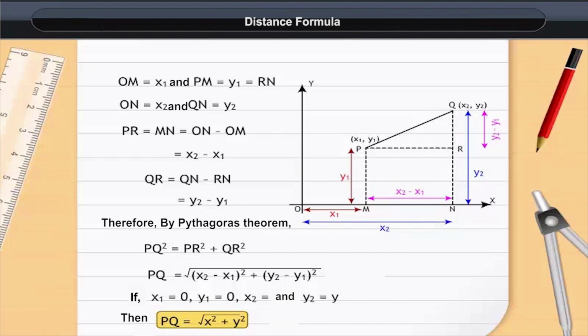Or if x1 and y1 are equal to 0 and x2 and y2 are equal to x and y, then PQ is equal to the square root of x square plus y square. Come on, let us understand this better with the help of an example.